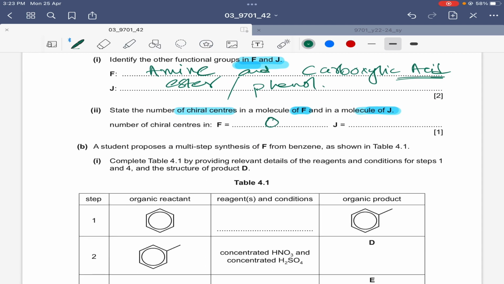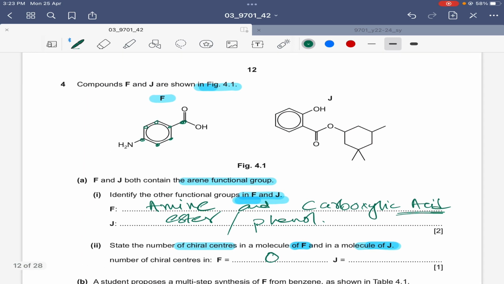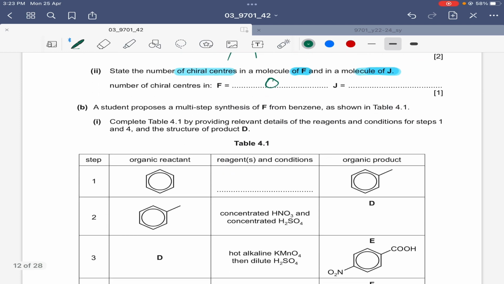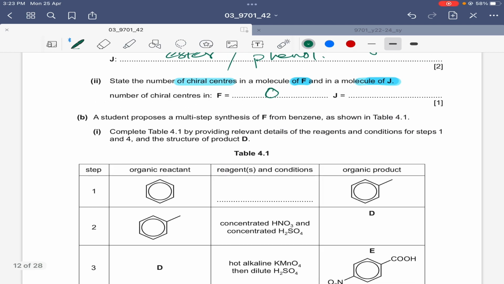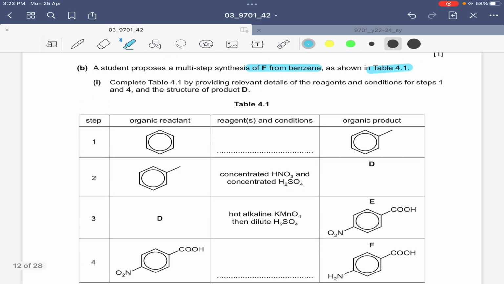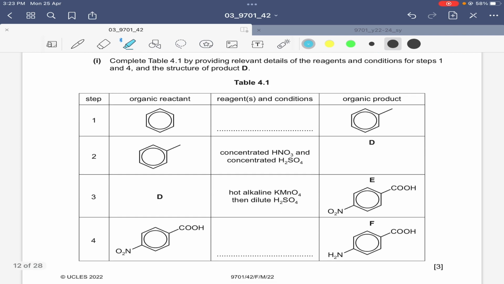So in F there are 0 chiral centers, and in J we have this 1 chiral center, then it is the second chiral center. This one is not a chiral center because it is attached to both CH3, right? So there are two chiral centers present in J. So 0 and 2. All right. A student proposes a multi-step synthesis of F from benzene as shown in table 4.1. So in table 4.1, they have given us the synthesis of F from benzene, right?